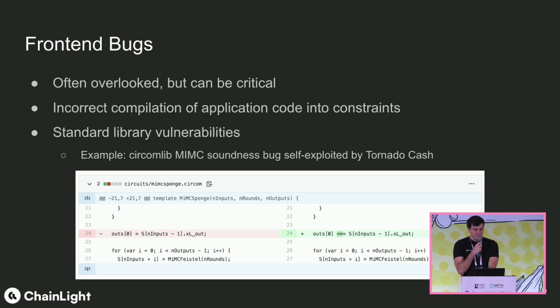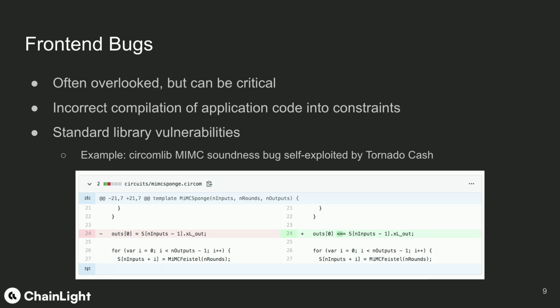And there's a famous example of a front end or a standard library vulnerability in circomlib where their MiMC hash function had a soundness bug where a variable was assigned but not constrained. And this actually made Tornado Cash vulnerable to double spend attacks. And this vulnerability was actually self-exploited by the Tornado Cash team to safeguard the funds and upgrade the protocol.